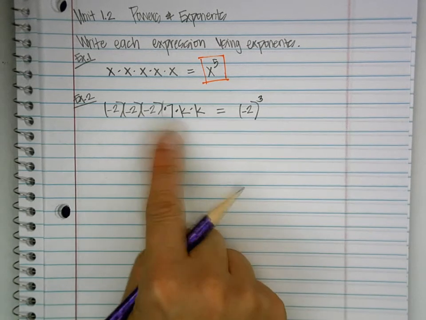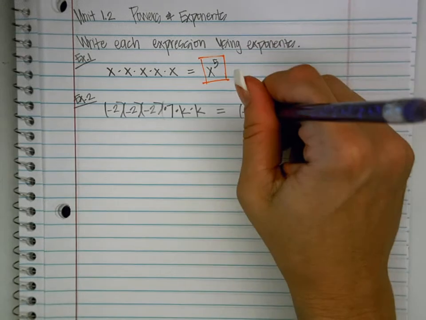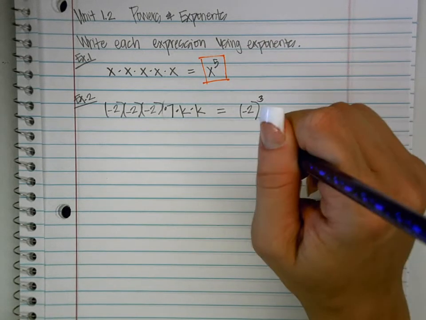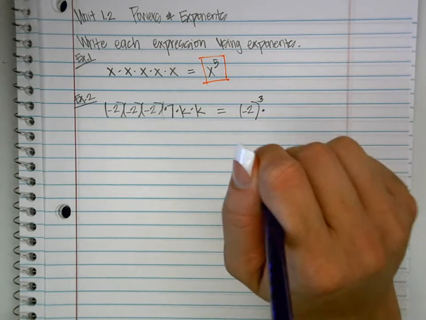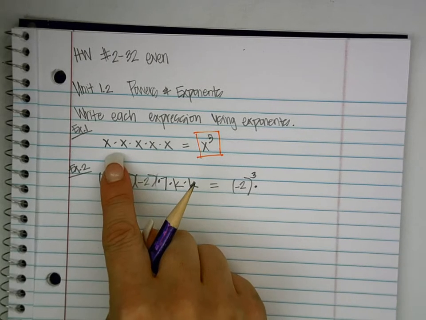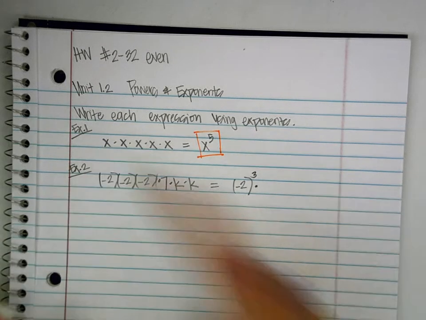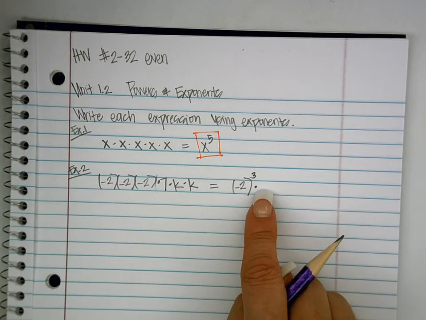Okay, then the next thing that's being multiplied together is a 7. So times, you can just use the multiply dot. I do not want you to use x's for multiply anymore because you're going to have problems that actually have x's in the problem. So no x's for multiplies anymore. I want you to write them as multiply dots.